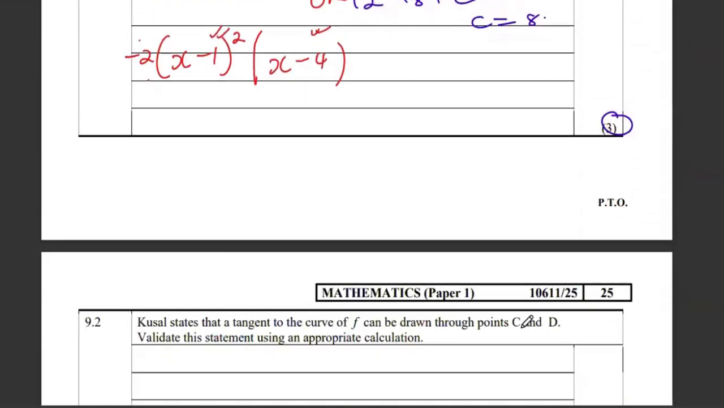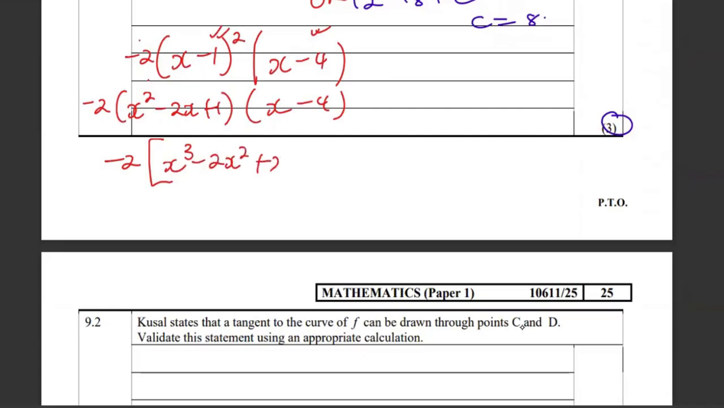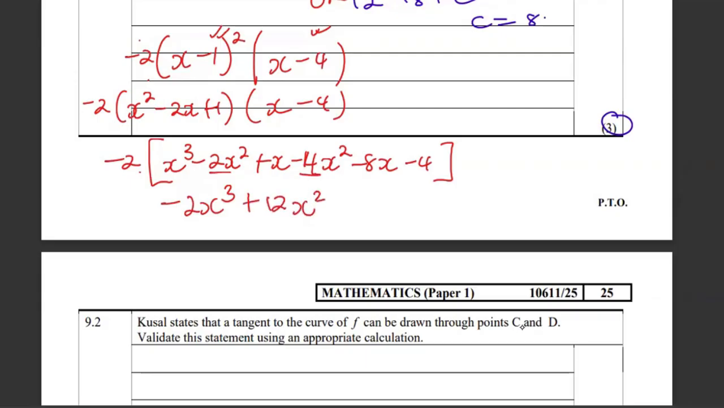So if I open this up, let's see if we get the same thing very fast. So -2, we have x squared minus 2x plus 1, x minus 4. Okay, so -2 stays there. That's going to be x cubed minus 2x squared plus x minus 4x squared plus 8x minus 4. When I open up this, it is going to be -2x cubed. This and this is going to be -6. -6 times -2, I get a positive 12x squared.